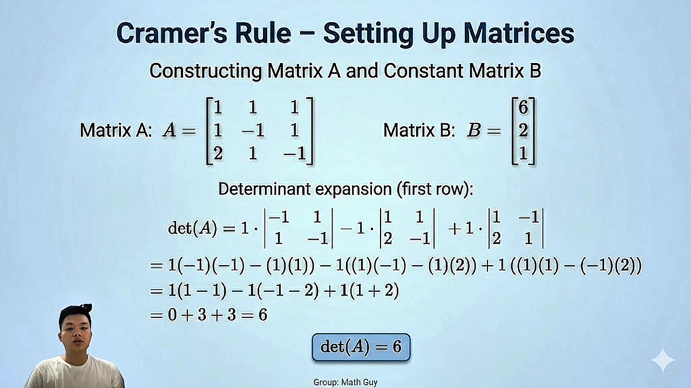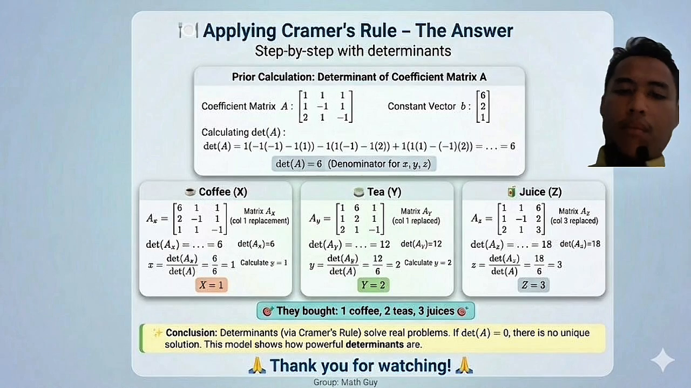We expand along the first row. Computing three 2 by 2 determinants, the calculations are displayed. Adding them up, we get determinant A equals 6. Because this is not 0, we know the system has a unique solution, and that is important. Now I will pass to Zuhaili, who will finish the calculation using Cramer's rule.